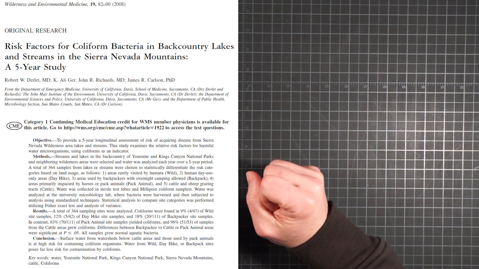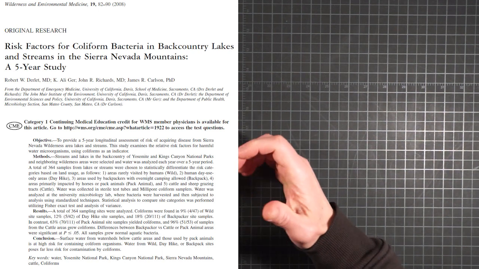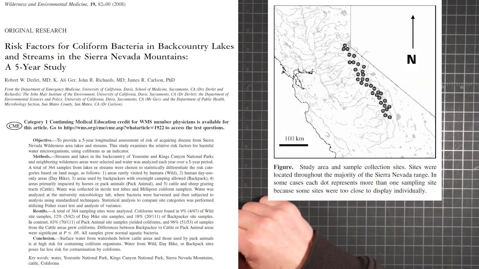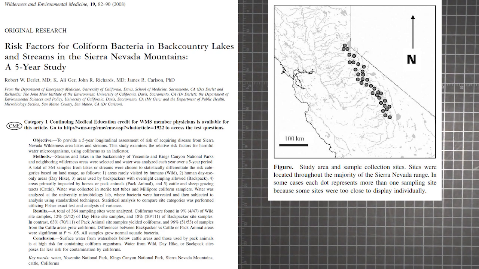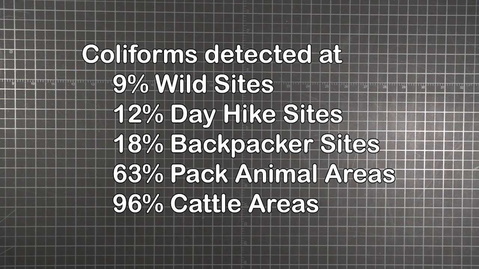And for that, the best I could find came from this study of the risk factors for coliform bacteria. The authors sampled water from 364 locations along the Sierra Nevada mountains for a 5-year analysis. And they categorized the sampling sites by their use type with the following results. 9% of wild sites contained coliforms, as did 12% of day hike site samples, 18% of backpacker sites, 63% of locations where pack animals are in use, and a whopping 96% of cattle areas.